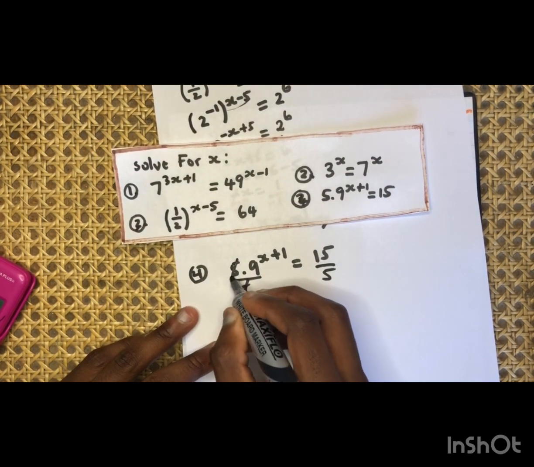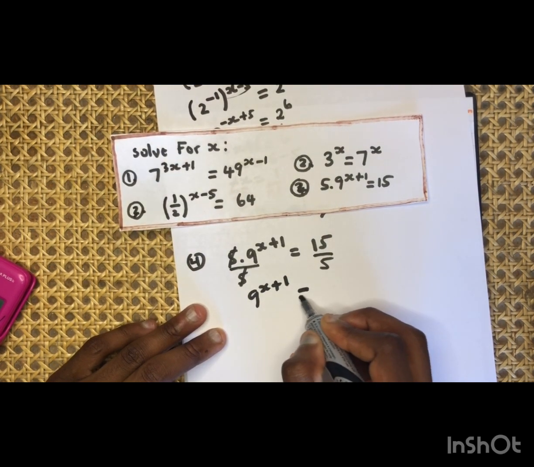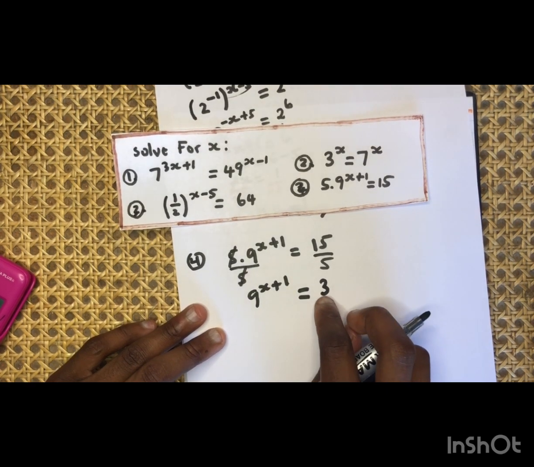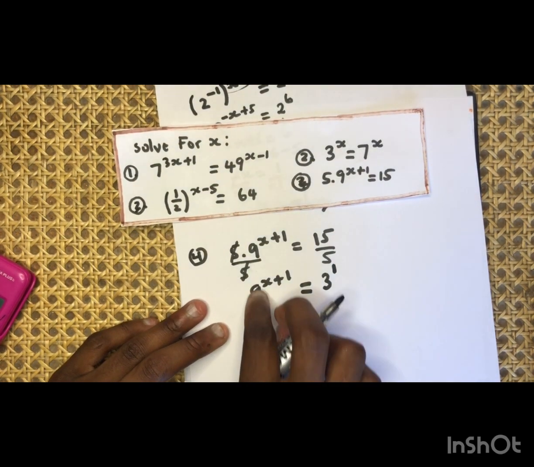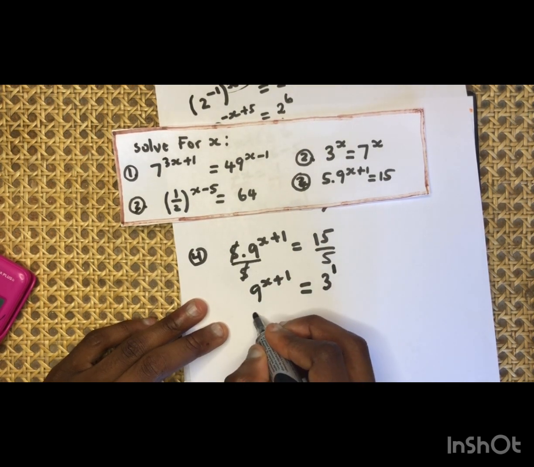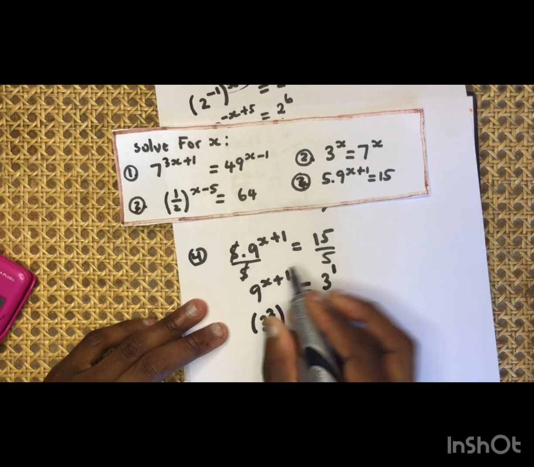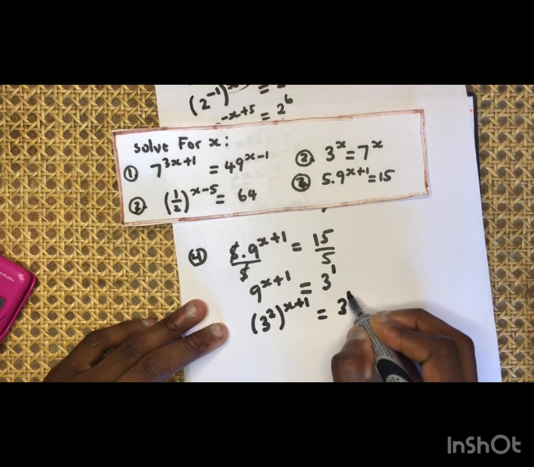So this 5 cancels out. Now I'm left with 9^(x+1) equals 15 divided by 5, which gives 3. Now we are happy because 3 is already a prime base, with power 1 here. So let's change the 9 and make it a prime base. It's going to be 3 to the power 2, then we have (x plus 1) outside, equals 3 to the power 1.